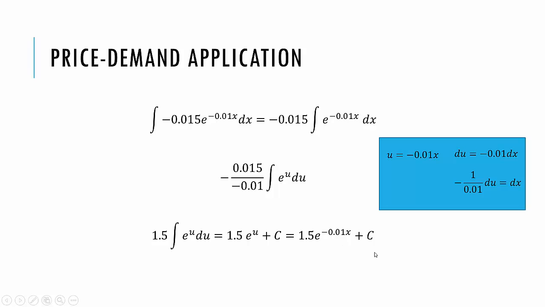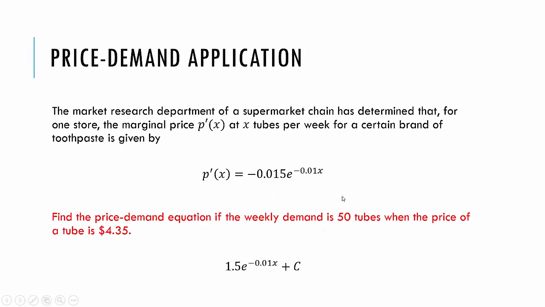Now, I find it funny that your book has you use substitution for this. The reason I say that is because this is actually one of those special formulas, but it's a nice little practice of seeing things with exponents. All right, so find the price-demand equation if the weekly demand is 50 tubes when the price of a tube is $4.35. Well, remember x right here is the number of tubes. So I can just simply plug in 50, and when this equals $4.35, I need to solve and find the constant. So I'll multiply all this stuff out. Then I move that to the other side and I get my constant, which gives me my entire price demand equation now. Before, you just had the plus C and you needed to find that.